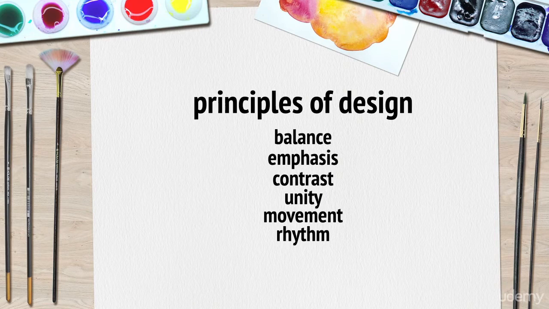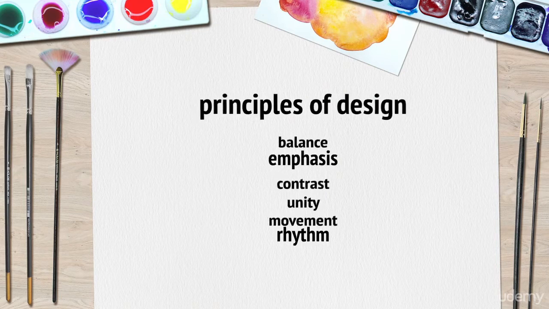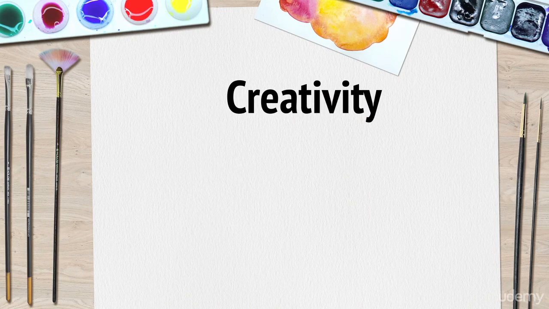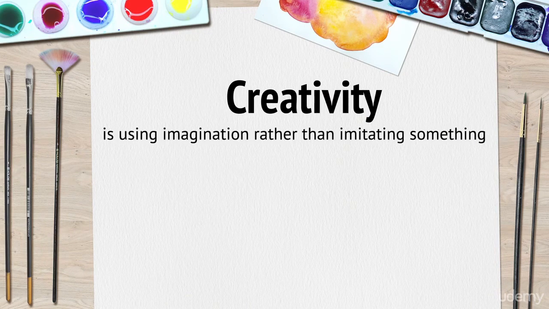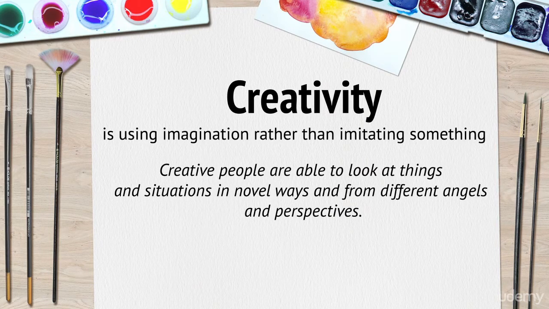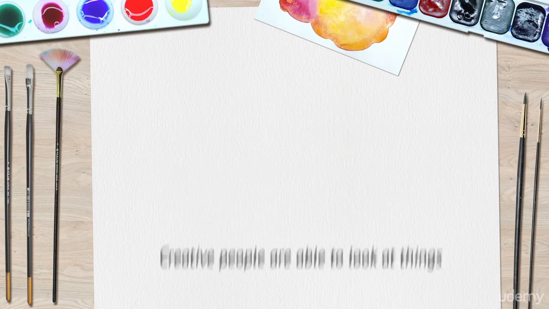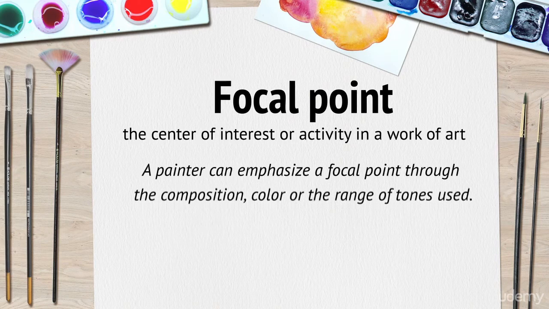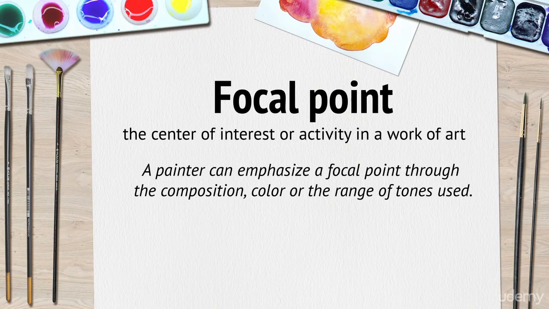What trait of character do you think is important to have to create works of art? That's right, creativity. Creativity is using imagination rather than imitating something. Example: creative people are able to look at things and situations in novel ways and from different angles and perspectives. Another important phrase is focal point, which is the center of interest or activity in a work of art. Example: a painter can emphasize a focal point through the composition, color, or the range of tones used.